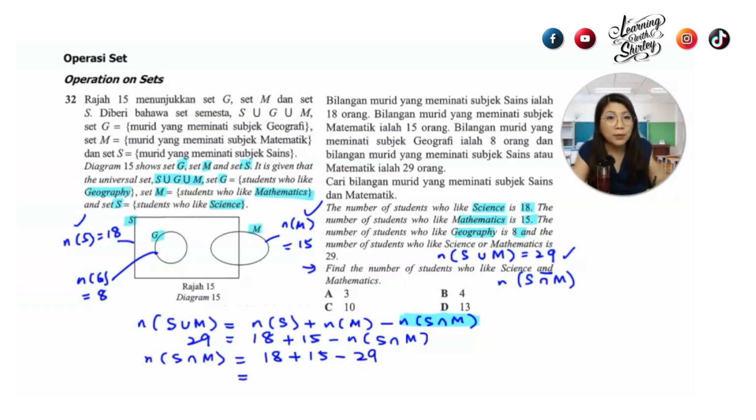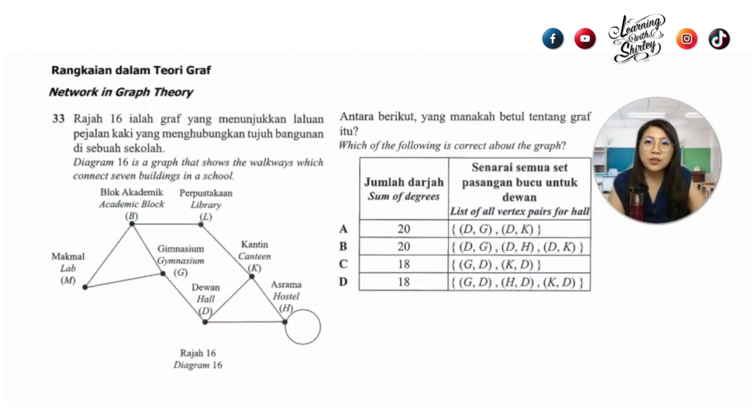Okay, let's calculate with the calculator. So we have 18 plus 15 and minus 29. So we get 4. Okay, so let's look at the options A, B, C, D. The answer is B. Let's look at question number 33.